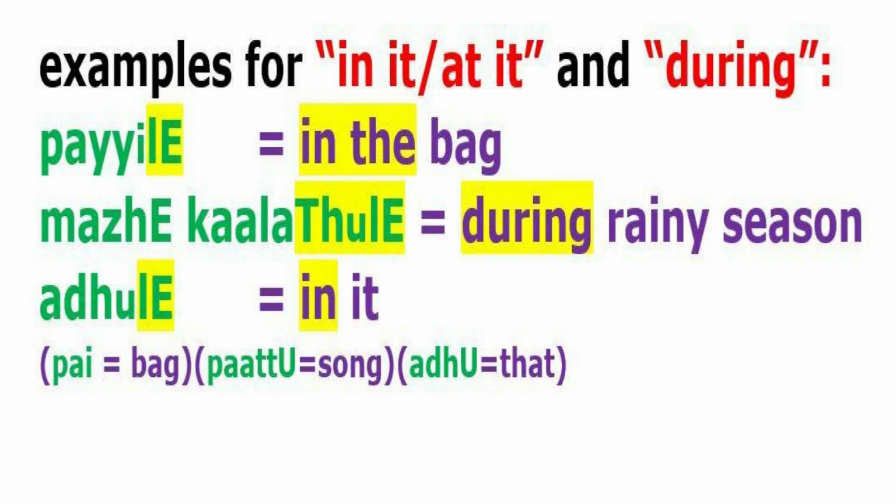Let us first look at the first set of examples, that is something that means like "in it" or "at it" or "during". All of them could be said using paiyila. Paiyi means bag. Paiyila, in the bag. Mara kalathila. Mara means rain. Kalathila, in the season, so during the monsoon. Adula, in it. Adu means that, in it. So paiyila means in the bag. Mara kalathila means during the rainy season. Adula means in it.